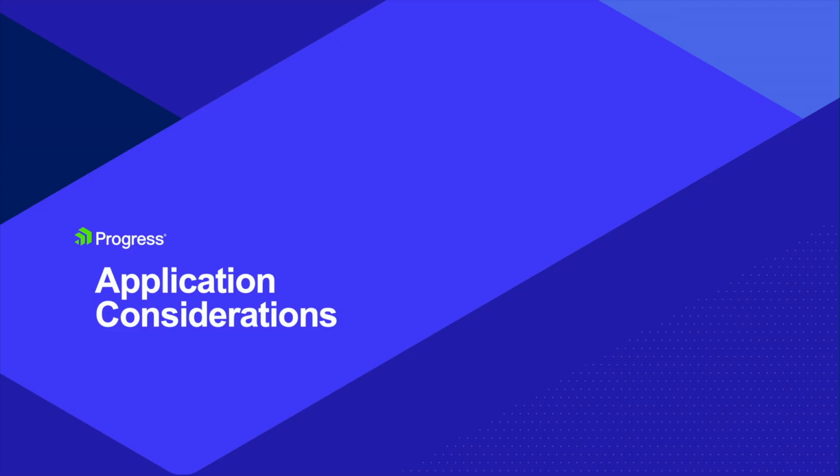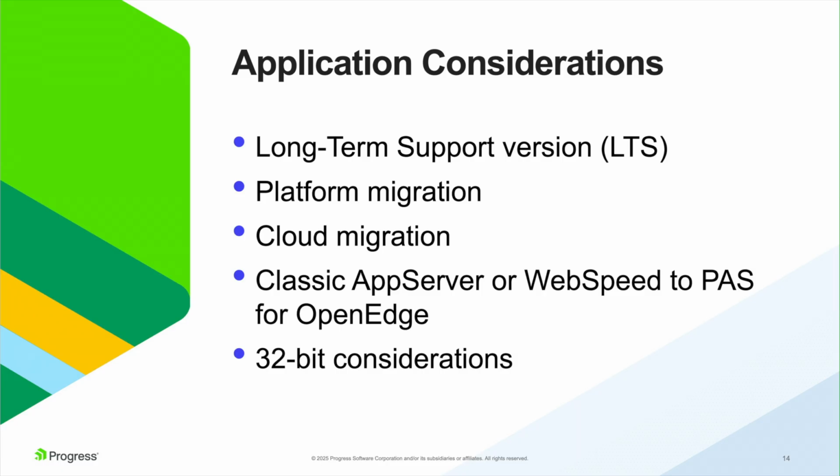I'd like to talk a little bit now about some of the things you might want to consider as part of upgrading your OpenEdge application, particularly in consideration of your application. So we're going to talk a little bit about the OpenEdge platform itself. We're going to talk a little bit about cloud migration. We'll talk about the app server because there is a new app server in version 12, so there should be some planning around that. And then finally, we'll discuss 32-bit considerations.